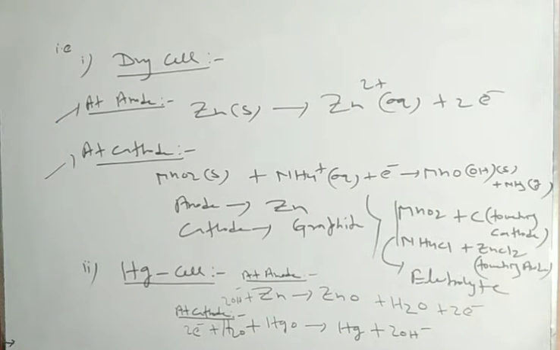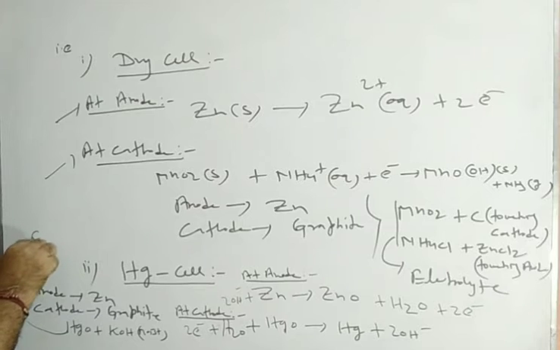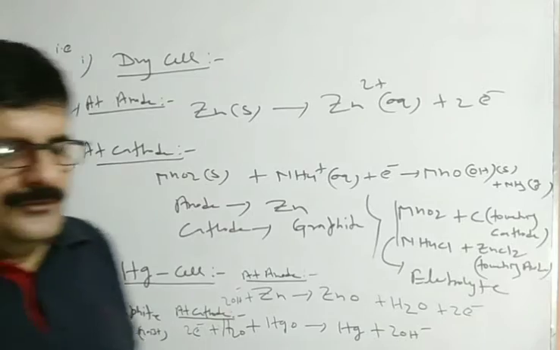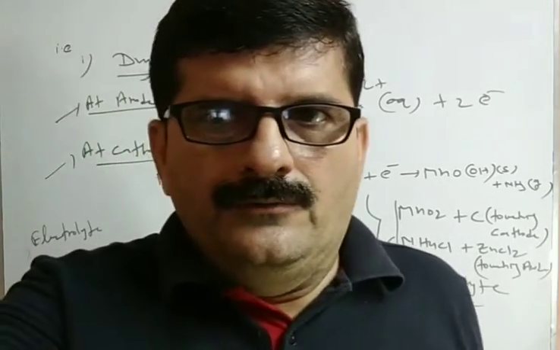In this type of cell, the anode is made from zinc, the cathode is graphite. HgO plus moist KOH. This electrolyte is used in our mercury cell.